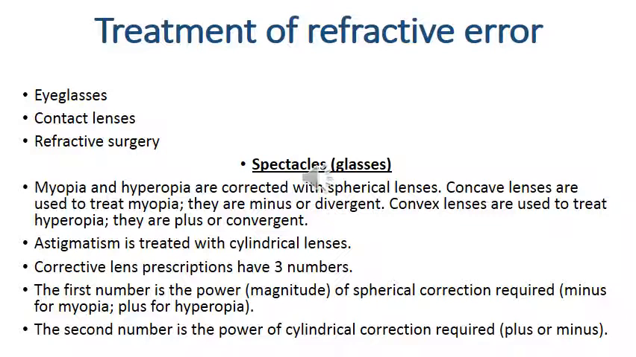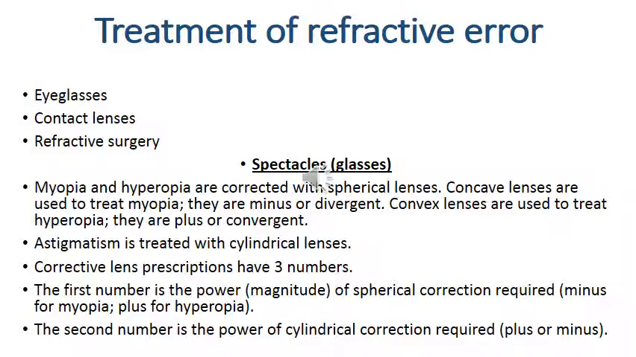Treatment of refractive error is usually either with eyeglasses, contact lenses, or refractive surgery. Eyeglasses or spectacles are usually the easiest and the safest way to correct most refractive errors. For spectacles, we have two types of lenses, either a sphere or cylinder. We use the sphere to correct myopia and hyperopia, and cylinder to correct astigmatism.